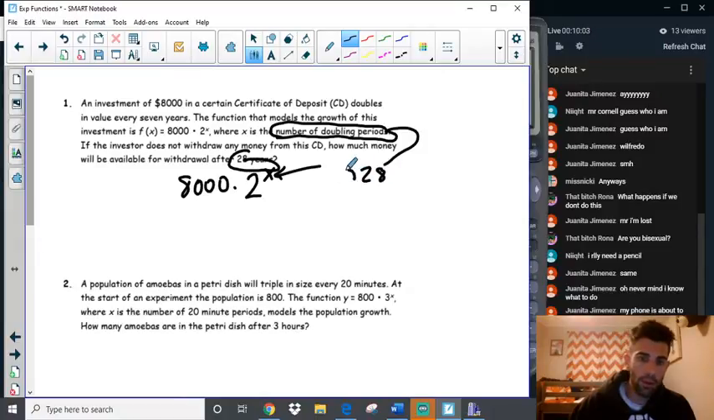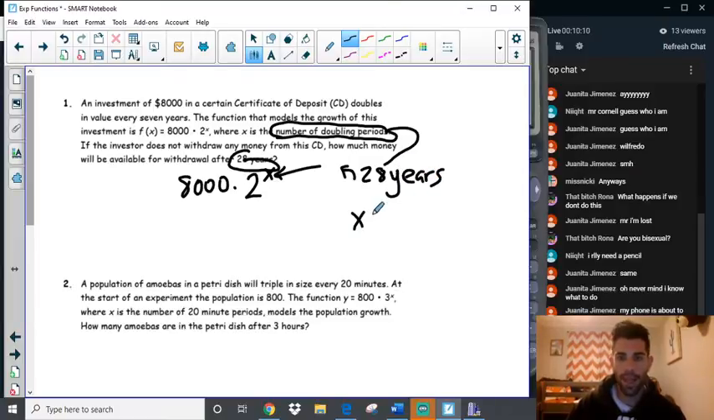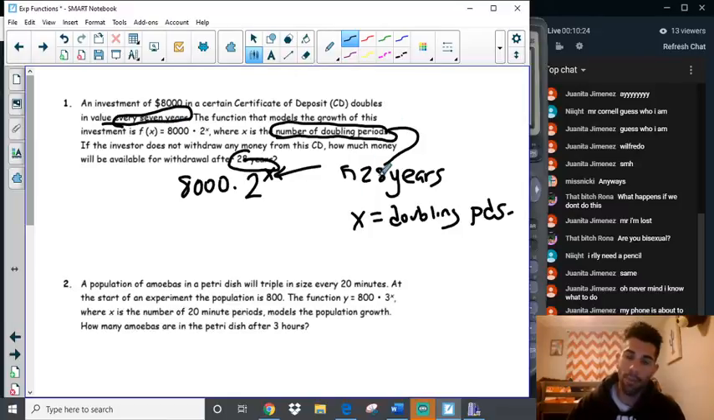So you would think, okay, I'm going to put 28 here. Okay, 28 represents years, but they said x is equal to doubling periods. What did they say? How does this grow? It grows every 7 years. So you will get money not every year, but every 7 years. So then the question is, well, what number goes in here? How many times will your money grow in 28 years if it grows every 7?